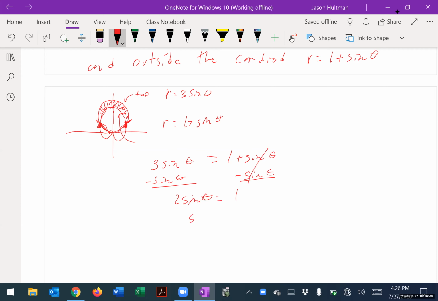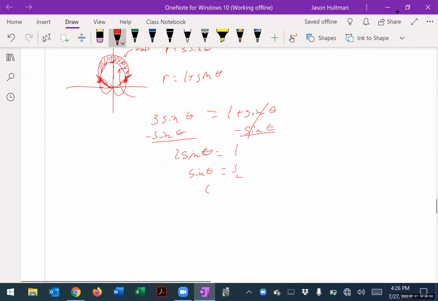Okay, and I get sine theta is equal to 1/2. Well, what angles will give me a sine of 1/2? Well, that's pi over 6 and 5 pi over 6. There are only 2 angles that will give me a sine value of 1/2, and that is pi over 6 and 5 pi over 6.